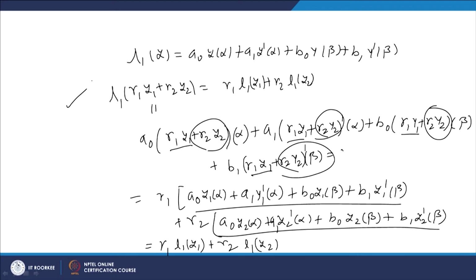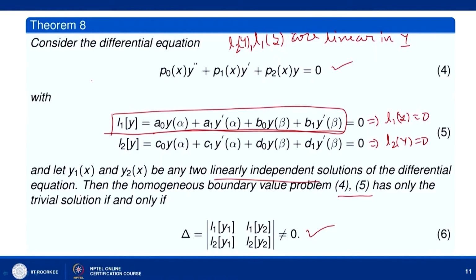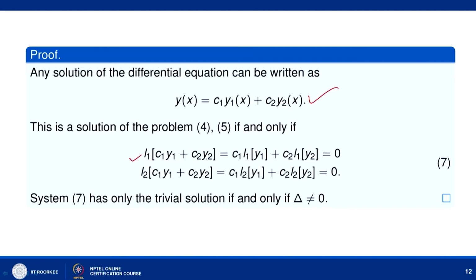So it means that L1, and similarly we can prove that L2 also, is linear in terms of y. We are going to utilize this. Here we simply say L1 of (C1 y1 + C2 y2); now using linearity, it is C1 L1 y1 + C2 L1 y2 equal to 0, and L2 of (C1 y1 + C2 y2) is C1 L2 y1 + C2 L2 y2 equal to 0. Now, to find a non-trivial solution, we should have non-trivial values of C1 and C2. Non-trivial values of C1, C2 means non-zero values of C1 and C2.